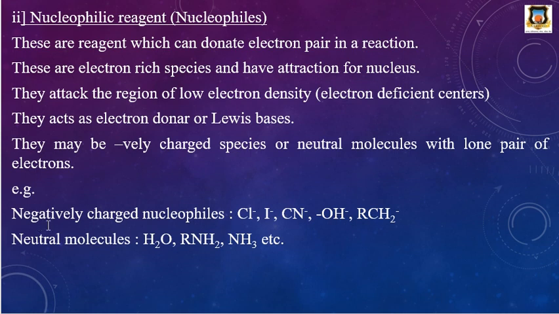Examples of negatively charged nucleophiles: Cl minus, I minus, CN minus, OH minus, or carbanion, that is RCH2 minus. The next example, neutral molecules which act as nucleophiles or nucleophilic reagents, are water, ammonia, and primary amine. In these neutral molecules with electron pairs, oxygen has two electron pairs, nitrogen has one electron pair. Therefore, they act as nucleophilic reagents. They attack on the region of low electron density.